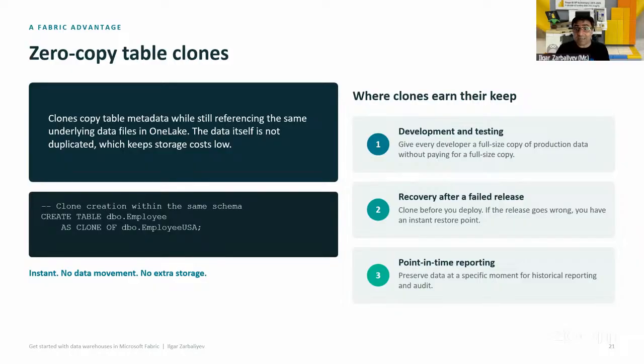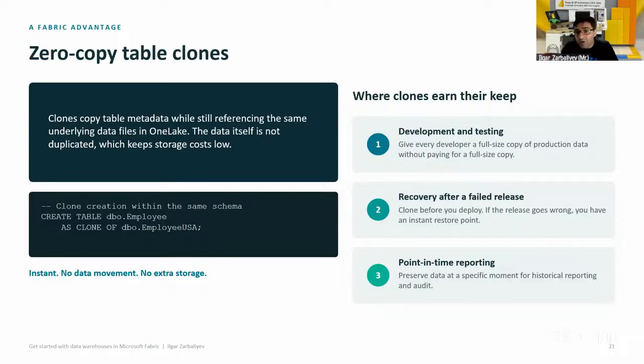Second, data recovery. After a failed release, clone your tables before you deploy. If your release goes wrong, you have an instant restore point and you did not have to schedule a maintenance window to take a backup. Third, preserving data at specific points in time for historical reporting. Month-end snapshots for audit, for example.